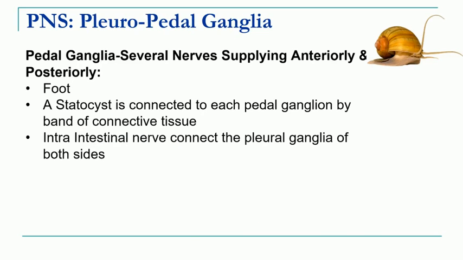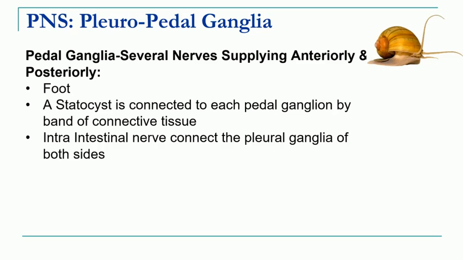Then comes the nerves arising from the third type of ganglia, that is pleuropedal, which are fused ganglia. They supply nerves anteriorly as well as posteriorly to the foot. Okay, so first we will see the pedal ganglion. Pedal ganglion supplies nerves to the foot. Pedal means foot, and it supplies nerves to all the parts of the foot.